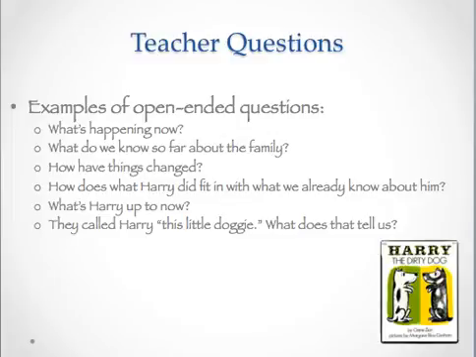And how does what Harry did fit in with what we already know about him? Now we've got something about character and character traits. What's Harry up to now? Again, sort of plot and putting that all together. And certainly they called Harry this little doggy. What does that tell us about what they know about Harry and this dog that they're seeing?